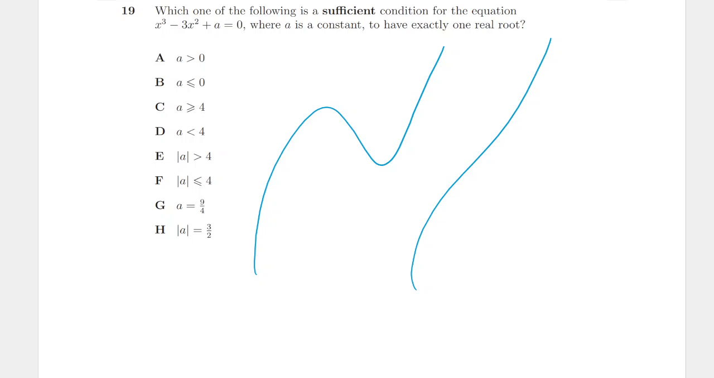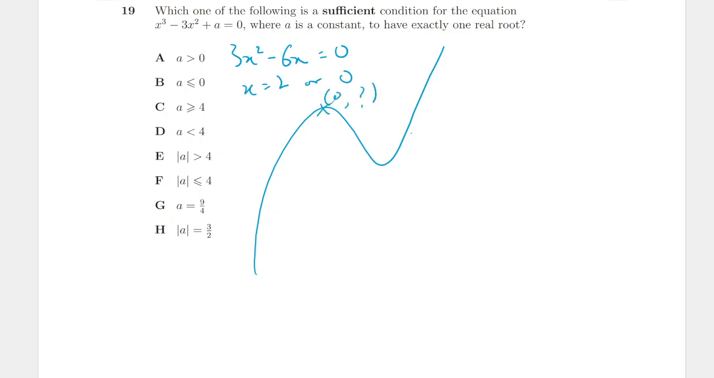So to find turning points, we differentiate. So 3x squared minus 6x equals 0. We check, right? So x equals 2 or 0. Okay, so that means that there are two turning points. And the two turning points are at 0, so this is 0 something, and 2 something, right?